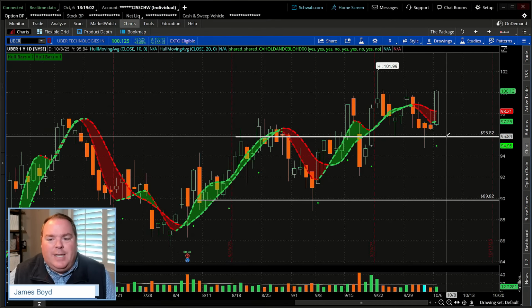Now, what I'm going to do on this is, does this kind of show a potential bullish setup? Yes or no? Is this showing like a bullish setup?